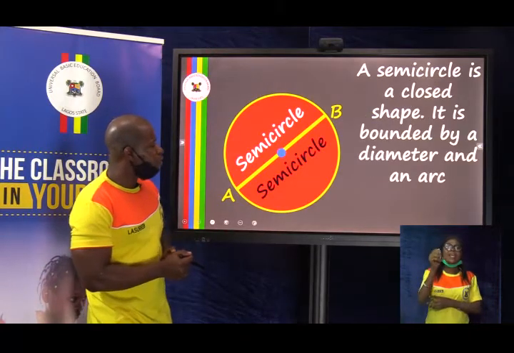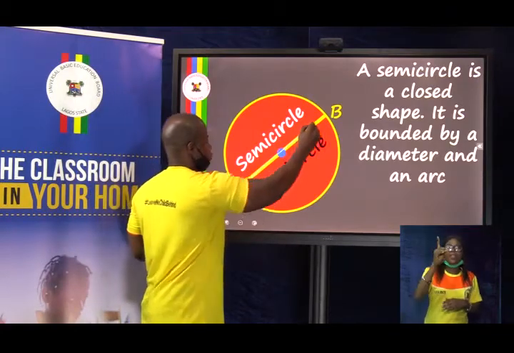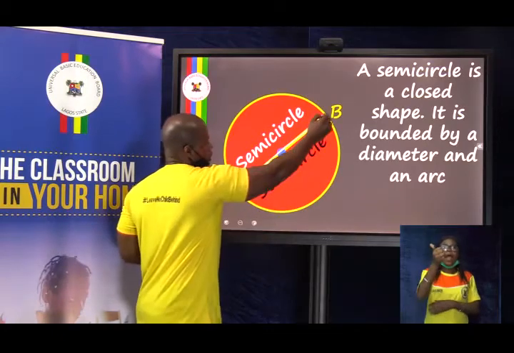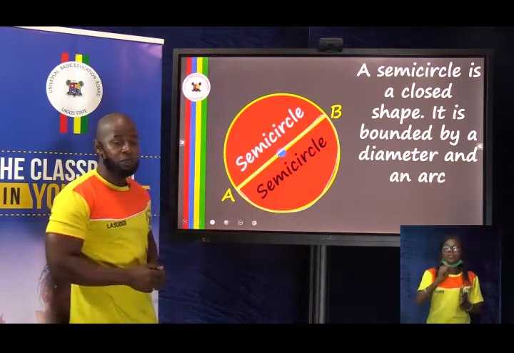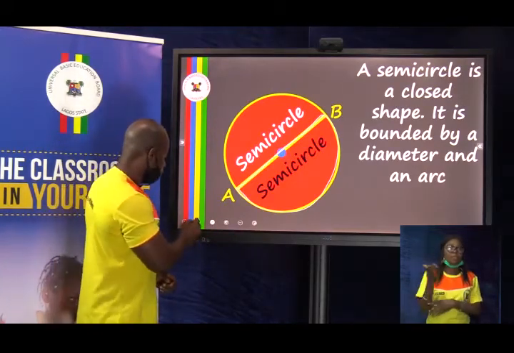A semicircle is bounded by a diameter, and this is the diameter. It passes through the center. And an arc. This is the arc. That's what a semicircle is. A semicircle is bounded by a diameter and an arc.